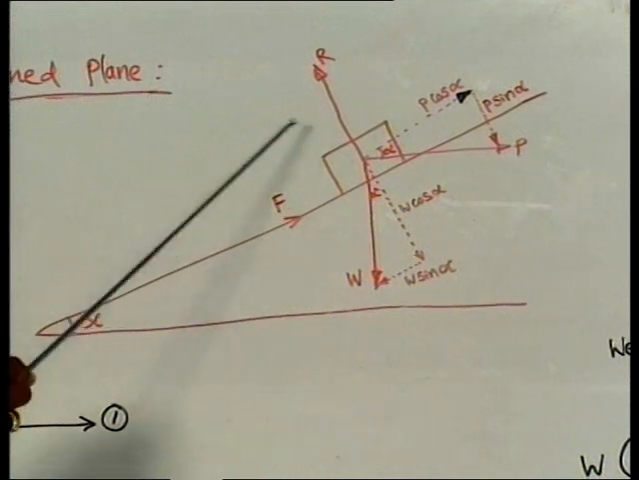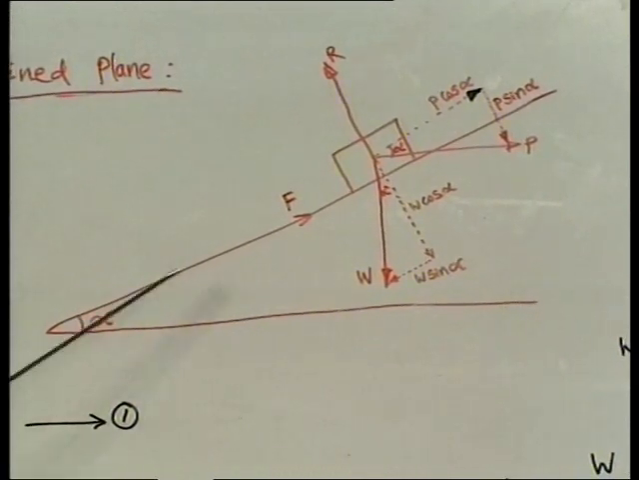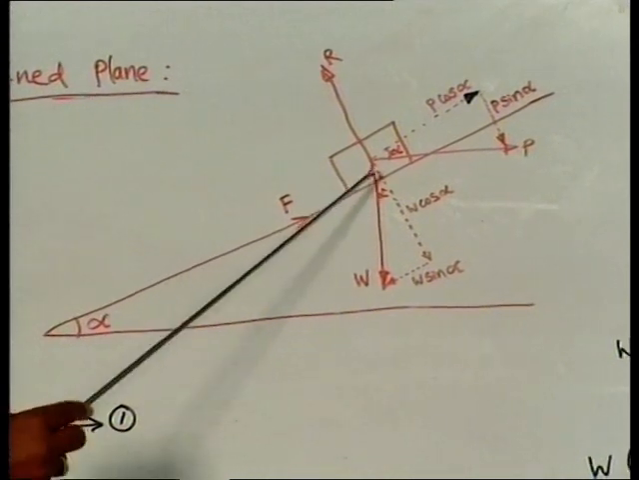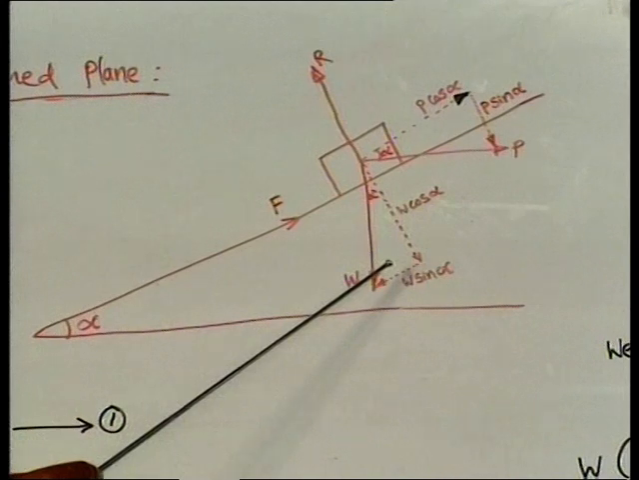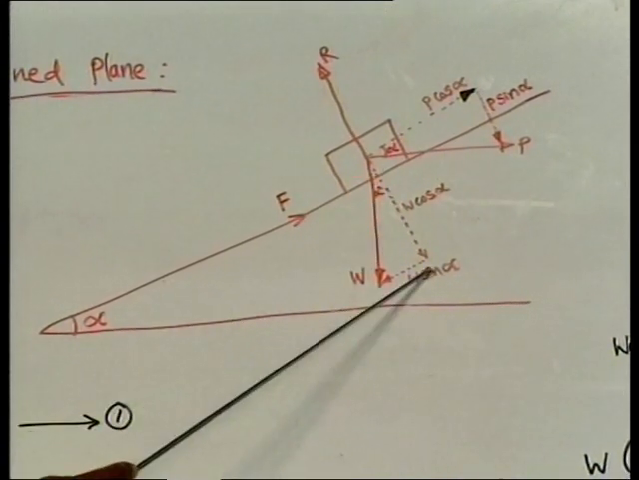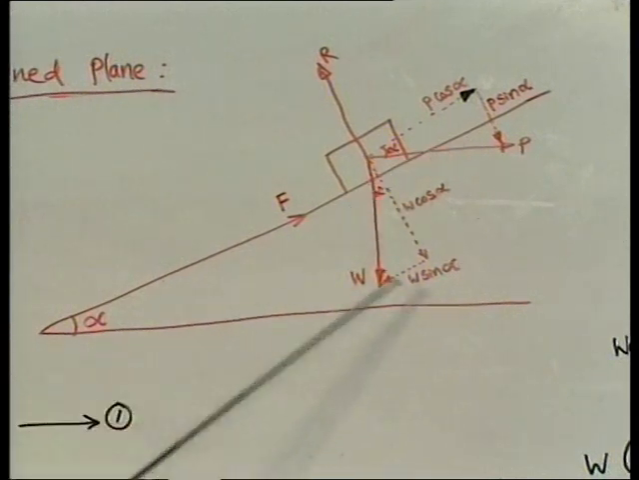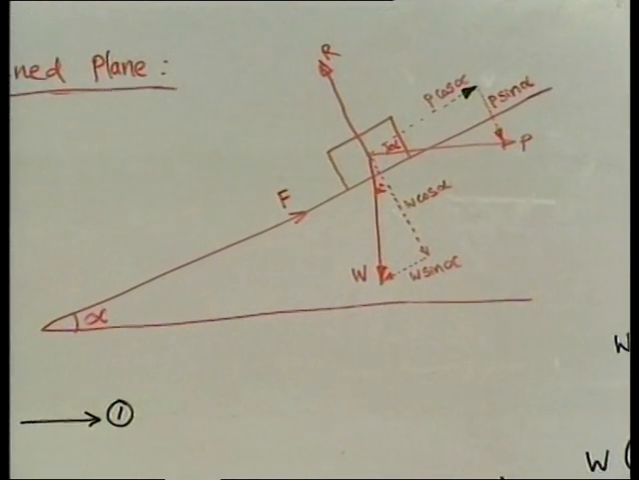Now, for the equilibrium condition of the body, resolving all the forces normal to the plane, we have normal force R in the upward direction. In the downward direction, we have P sin alpha and W cos alpha. These two forces are acting downwards. Therefore, this is the equation, R is equal to W cos alpha plus P sin alpha, equation number 1.